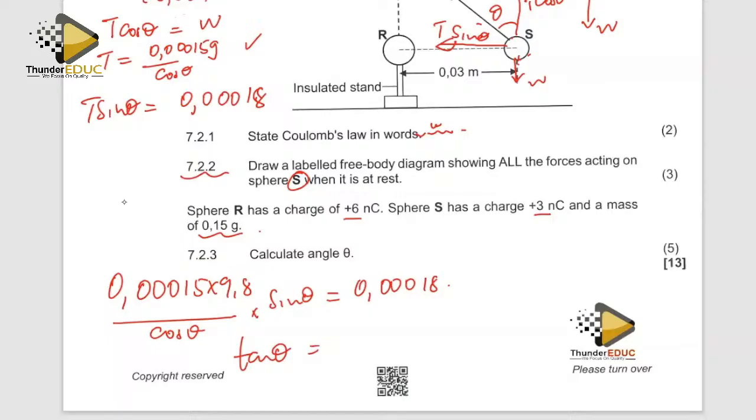0.00018 divided by 0.00015 times 9.8. Let me put this in brackets, nice. Okay, so if I put in the brackets, I'm getting 0.12245. Then shift tan of this, I'm saying shift tan of the answer, I'm getting 6.98, which is approximately 7 degrees. Okay, so that is your theta that they need.